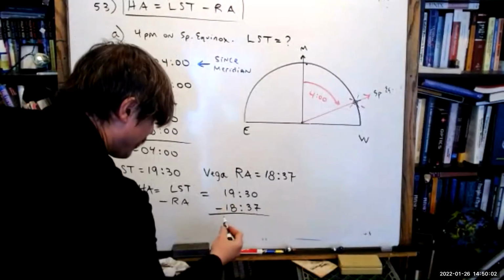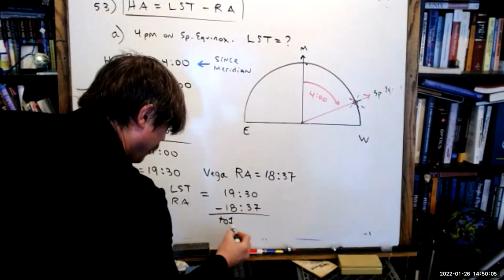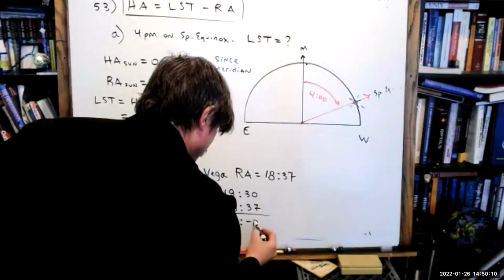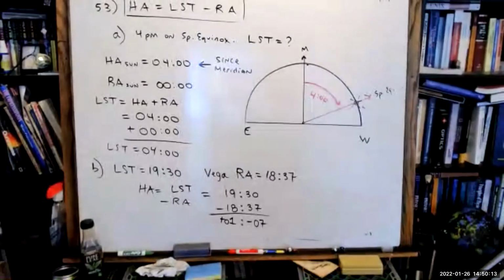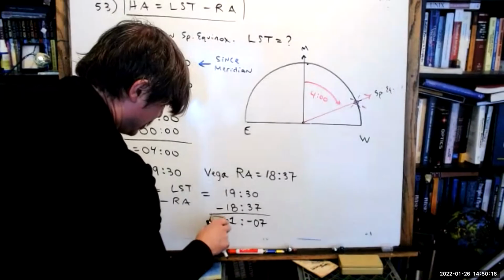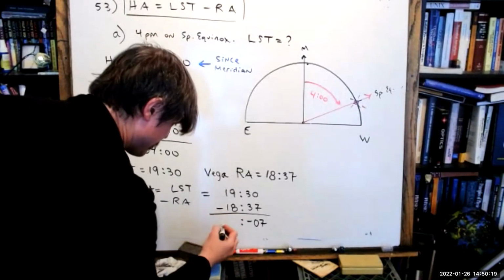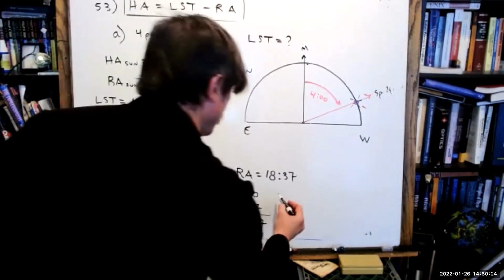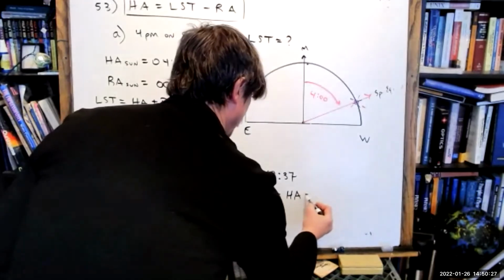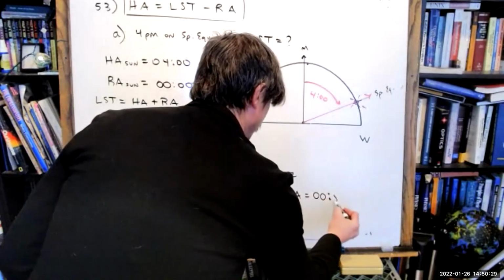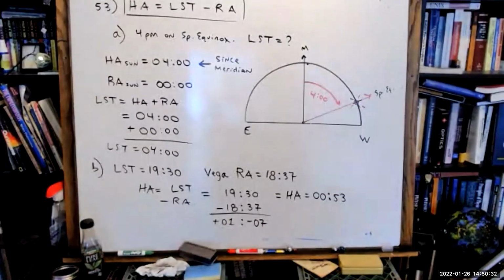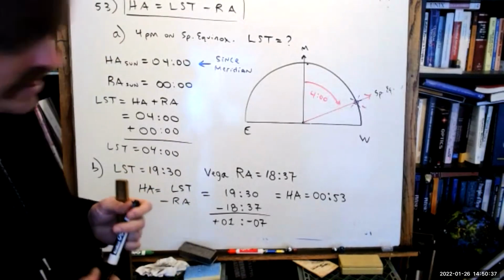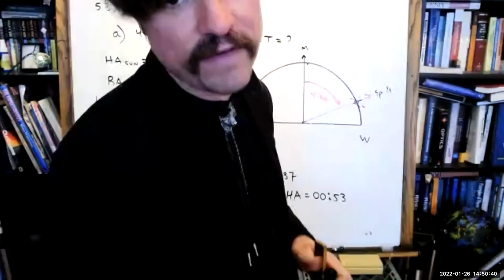For instance, 19 hours minus 18 hours is positive 1 hour, but 30 minus 37 is negative 7 minutes. So what do you get if you do positive 1 hour minus 7 minutes? You get 53 minutes. And that means the hour angle of Vega is 53 minutes, but that's not the answer to the question. If the hour angle of Vega is 53 minutes, that means Vega crossed your meridian roughly an hour ago.